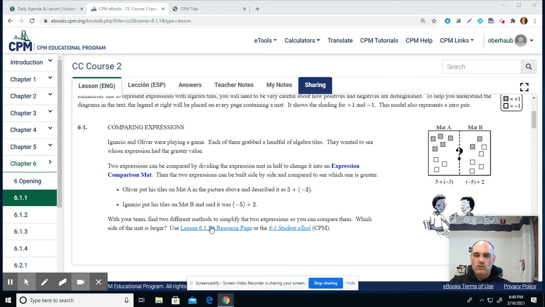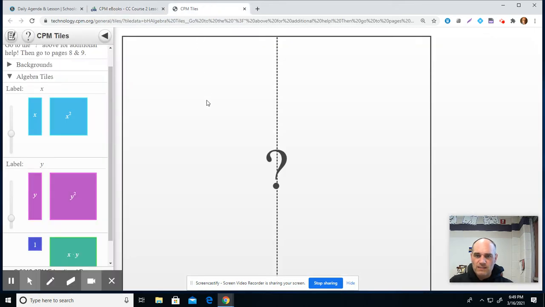With your team, find two different methods to simplify the two expressions so you can compare them. Which side of the mat is larger? So we want to find which is larger. So I've set this up, and let's see. We have mat A over here, mat B over here, and on mat A, we have 5 positives combined with 3 negatives. And on mat B, we have 5 negatives, and we want to compare that with 2 positives.